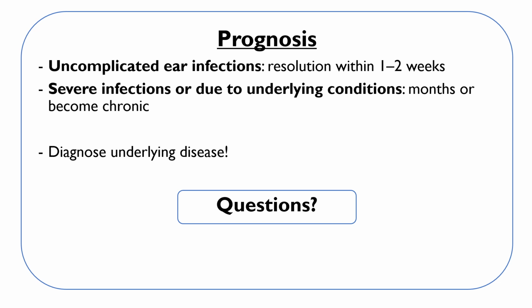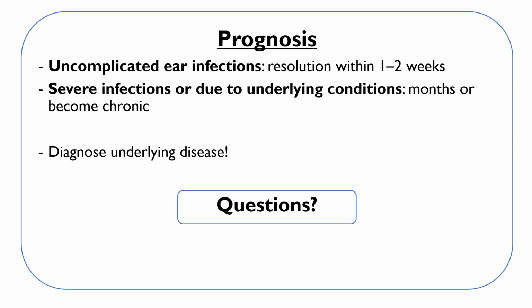Most uncomplicated ear infections resolve within 1 to 2 weeks once appropriate treatment begins, but severe infections or those due to underlying conditions may take months to resolve or may become chronic problems.